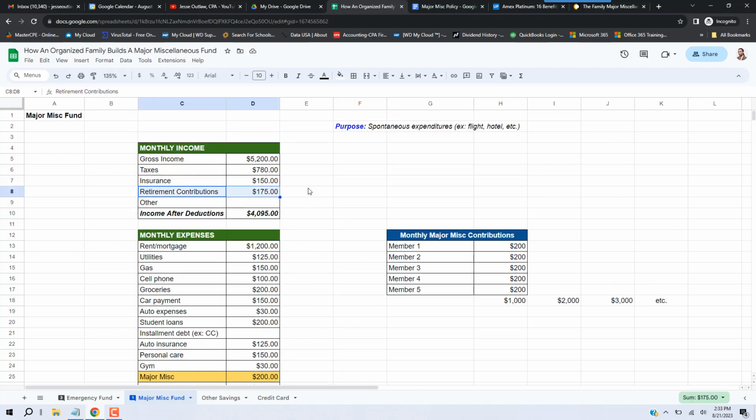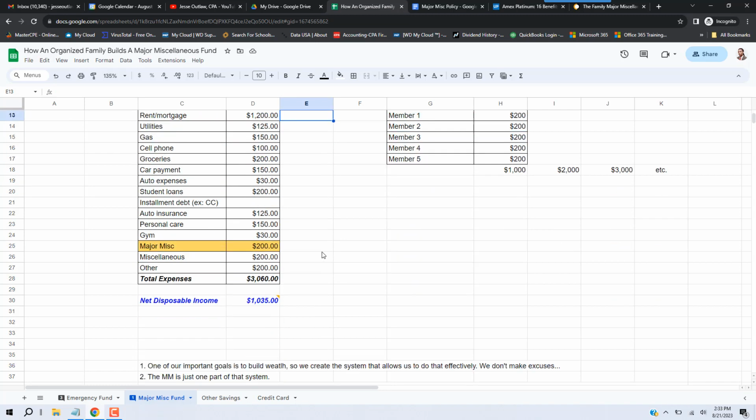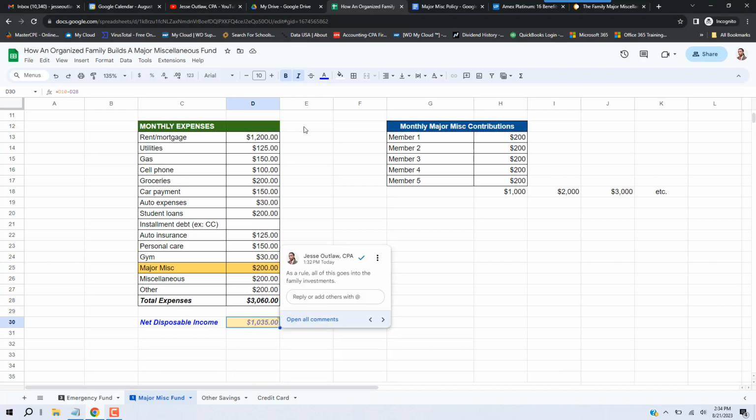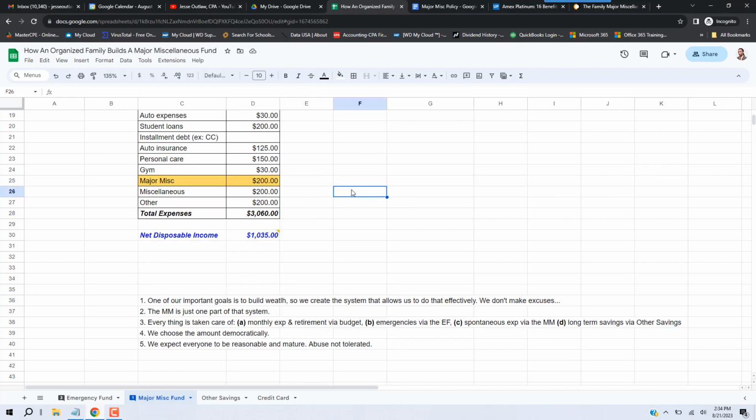So we know that everybody in the family is already making contributions to their retirement fund. So we're not even worried about that either. The retirement fund is taken care of via the budget. Before we even get to this $1,000, the retirement fund has already been taken care of. So we know that that's taken care of.